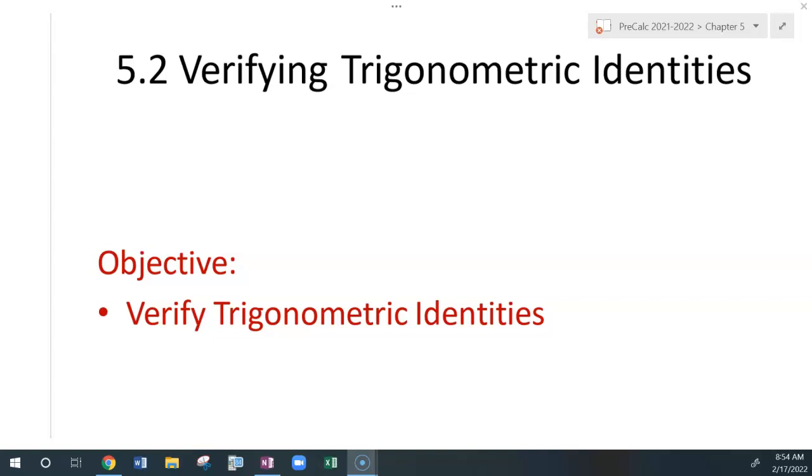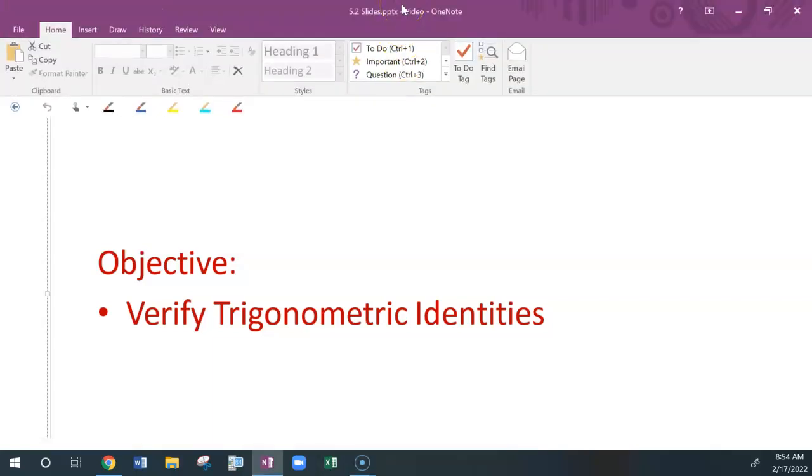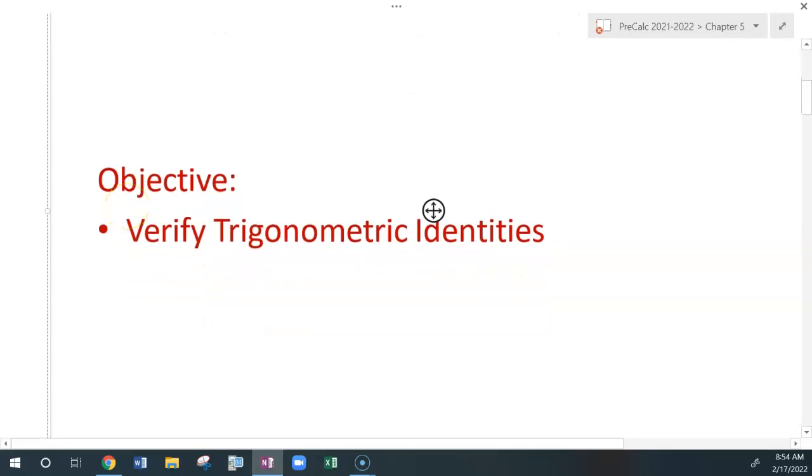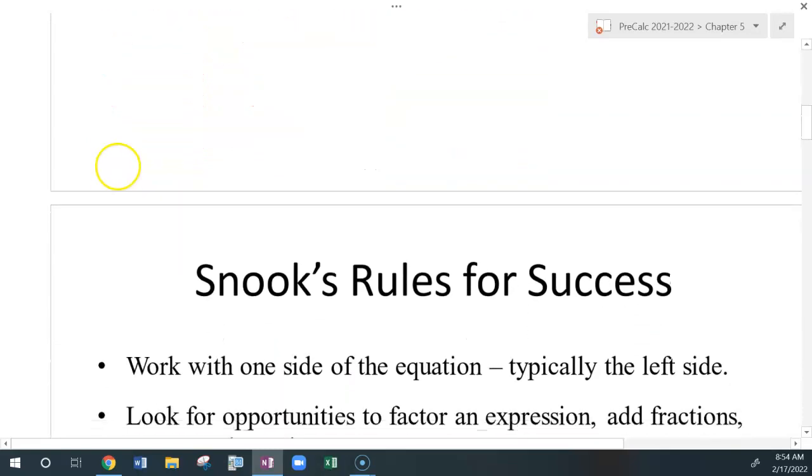Snook with section 5.2, Verifying Trigonometric Identities. And what we're going to do in this video is verify trigonometric identities. Now this is the type of thing where I can't tell you specifically, first do this and then do that. I can tell you it's going to involve algebra and rearranging. And you're also going to need your trig identities. So grab that handout and let's get going.